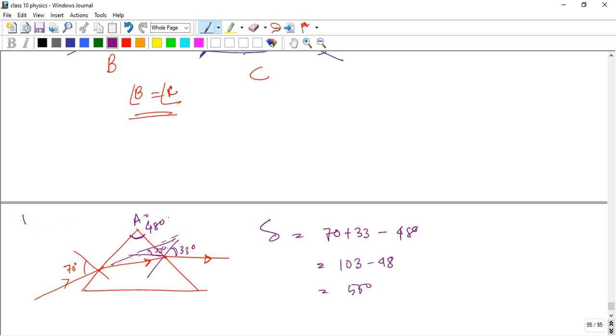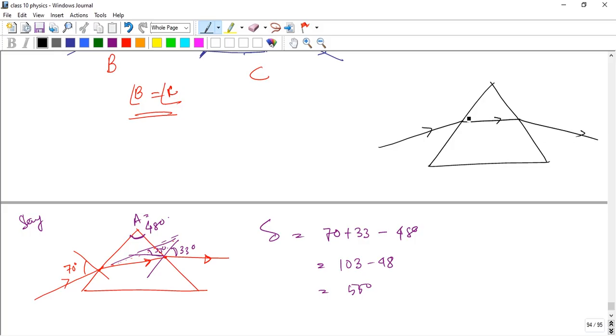Let's consider another example. Take this triangle. The incident ray is refracted parallel to the base of the triangle. Suppose these two angles are 48 degrees, and here also 48 degrees. Now suppose that angle is 60 degrees.